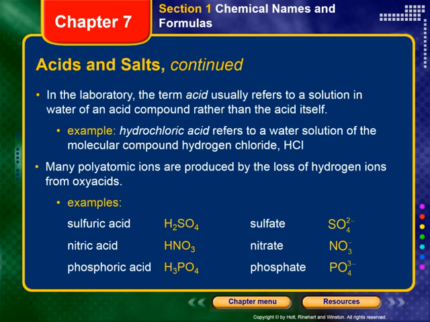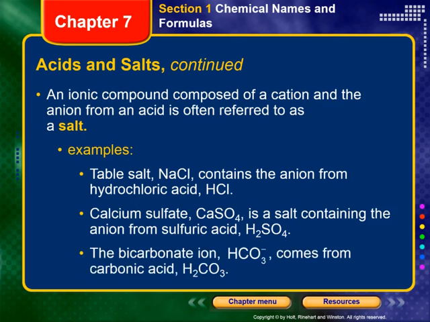Many polyatomic ions are produced by the loss of hydrogen ions from oxyacids. For example, when we put sulfuric acid in water, it dissociates to give us sulfate. When we put nitric acid in water, it dissociates to give us nitrate. When phosphoric acid dissociates in water, it gives us the phosphate polyatomic ion. An ionic compound composed of a cation and the anion from an acid is usually referred to as a salt. For example, table salt, NaCl, contains the anion from hydrochloric acid, which is Cl, HCl. Calcium sulfate, CaSO4, is a salt containing the anion from sulfuric acid, right, the sulfate. And the bicarbonate ion comes from carbonic acid.